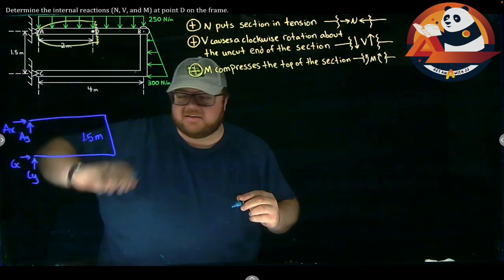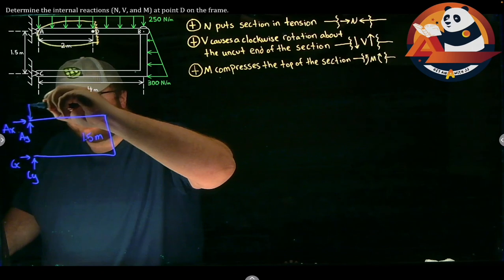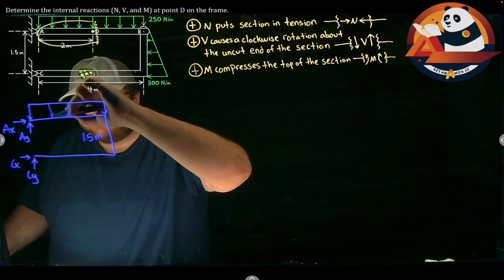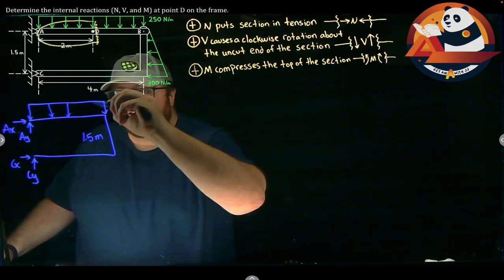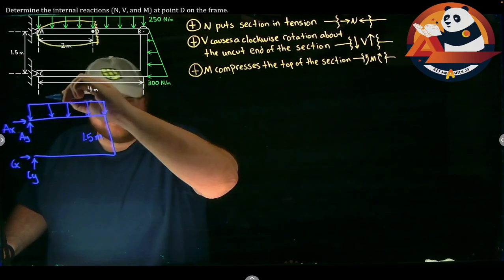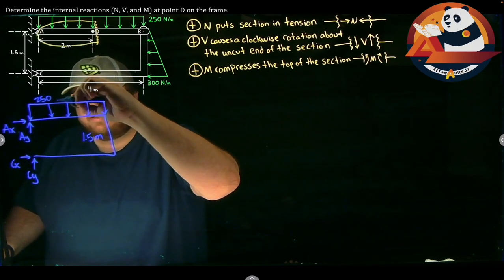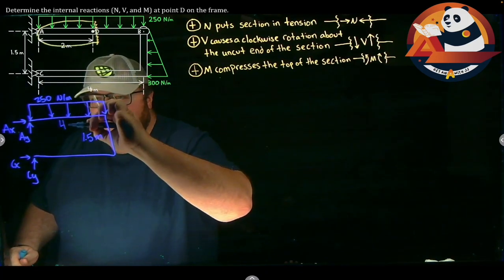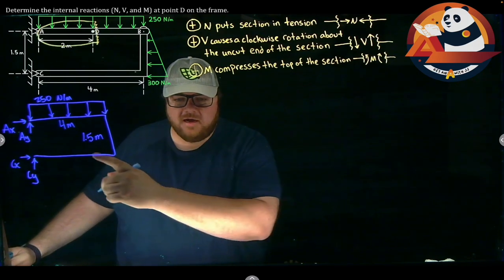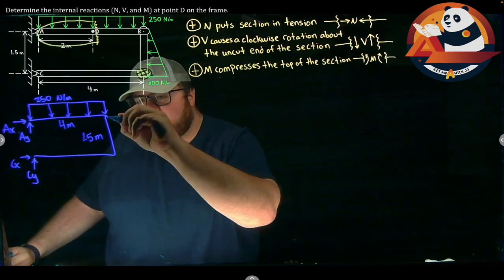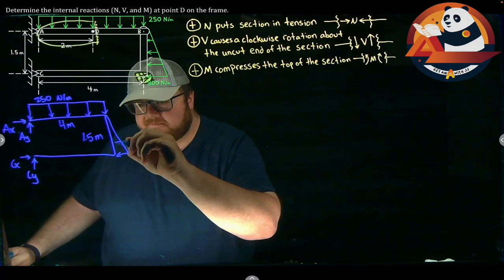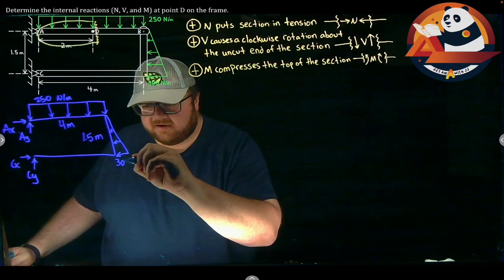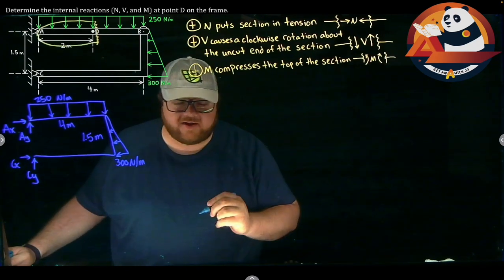Along the entire top of this, there's a rectangular distributed load. So we'll show that going down. And it has a height of 250 newtons per meter. So we'll get that in there as well. And then the width of this is just 4 meters. 4 meters wide. And then finally on the right edge there is a triangular distributed load. Let's label that as well. It gets to a maximum height here of 300 newtons per meter. So we'll go ahead and label that as well.